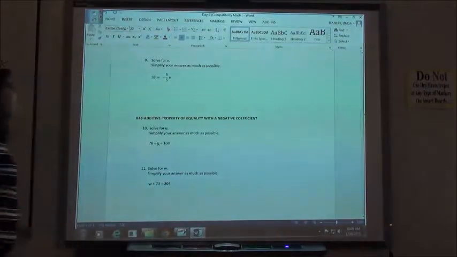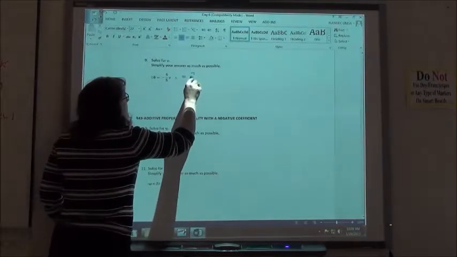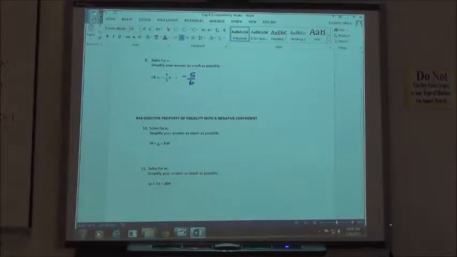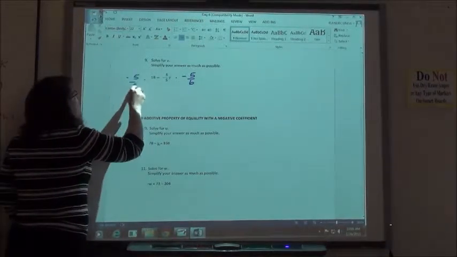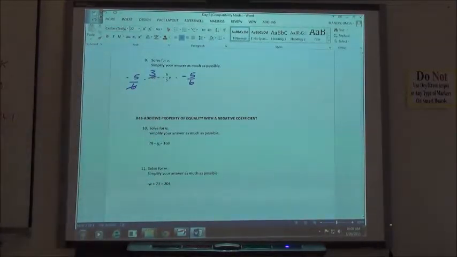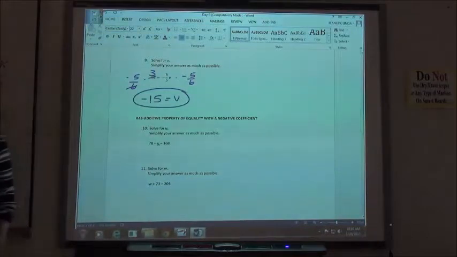So number 9, 18 equals negative 6/5 v. In order to get rid of the negative 6/5, we're going to multiply by negative 5/6, right? So keep the sign, multiply by the reciprocal. So times negative 5/6. 6 divides into 18 3 times, and 3 times negative 5 gives me negative 15 for my answer for V.